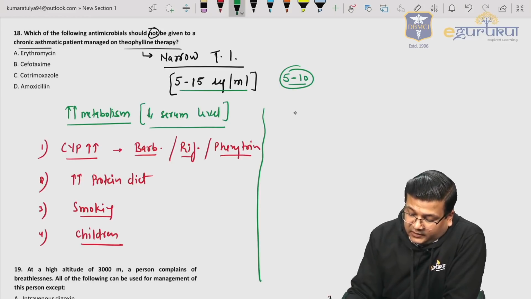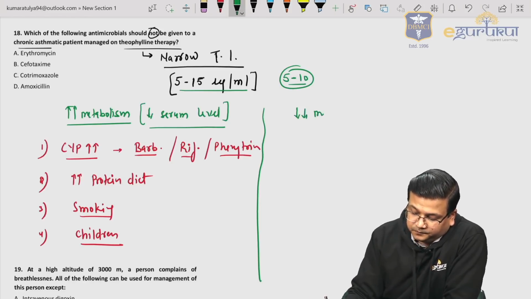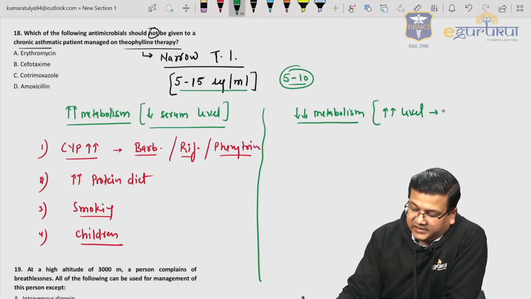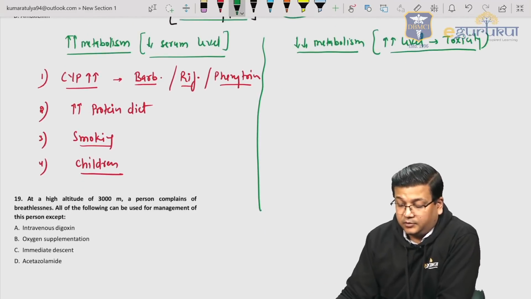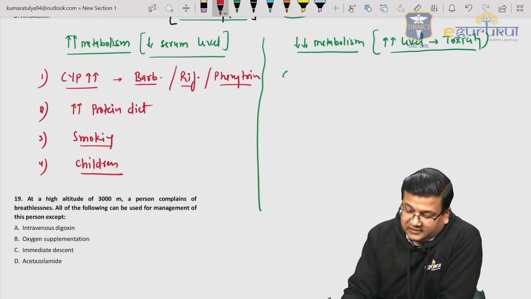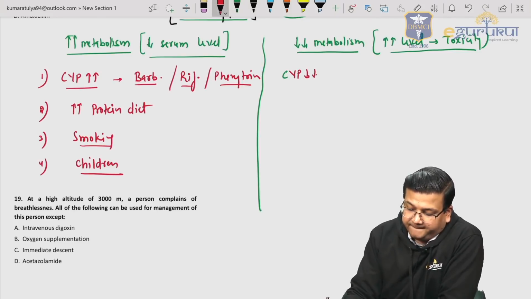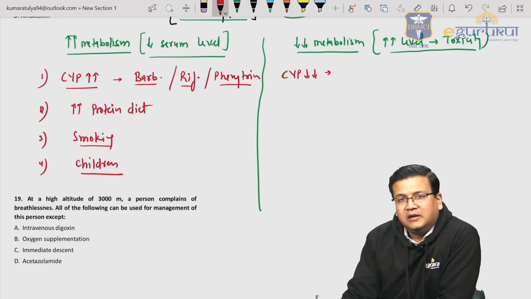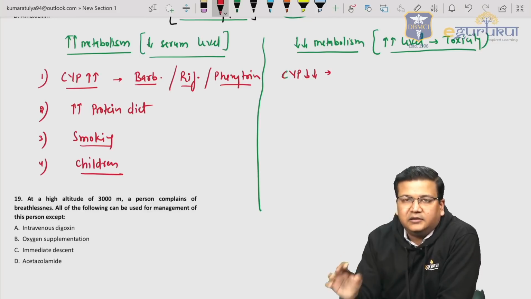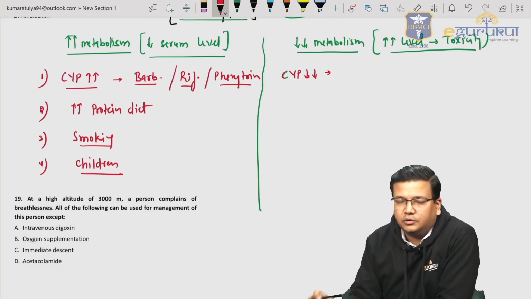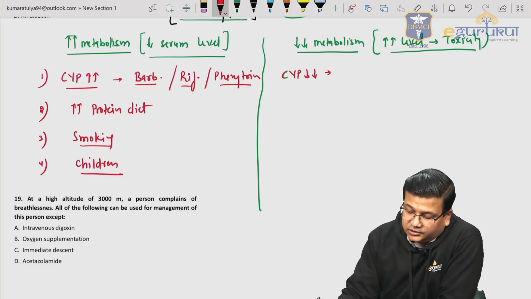Drugs or conditions that will reduce its metabolism increase the serum level and predispose to toxicity. And I said toxicity can result in seizure or arrhythmia, so we have to be cautious. What are those? CYP inhibitors. 3 inhibitors are something, 3 names are something that any student who is appearing for pre-PG should know. In fact, even a second MBBS student should remember.